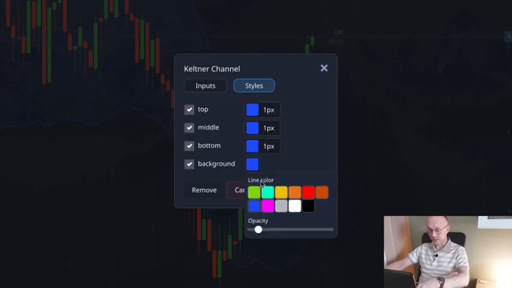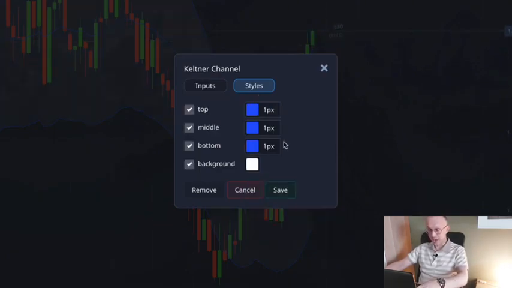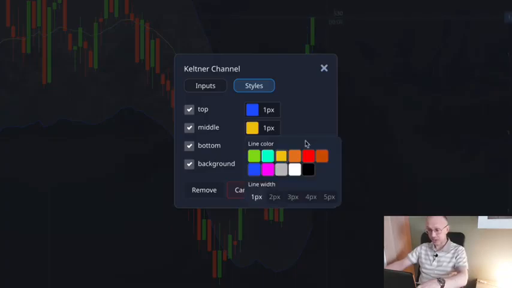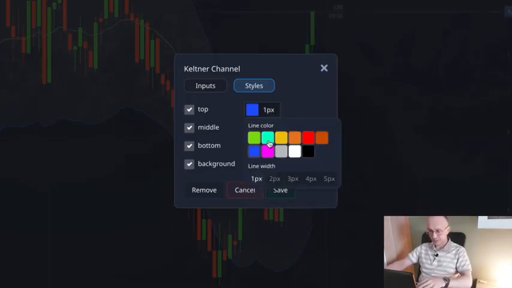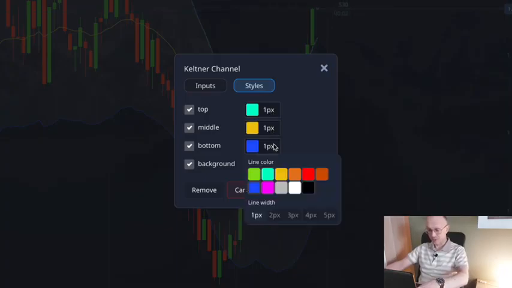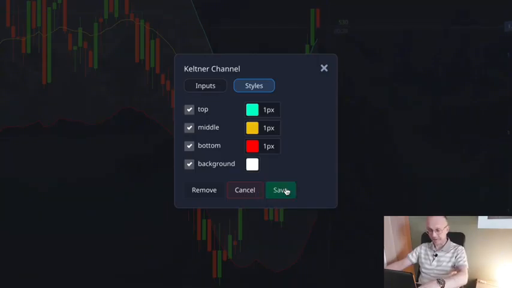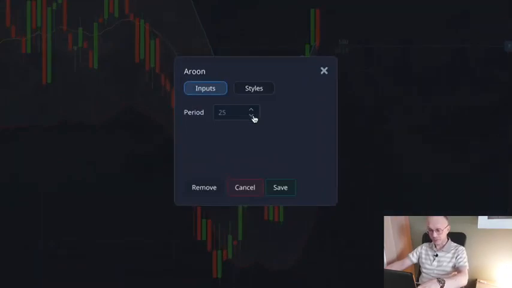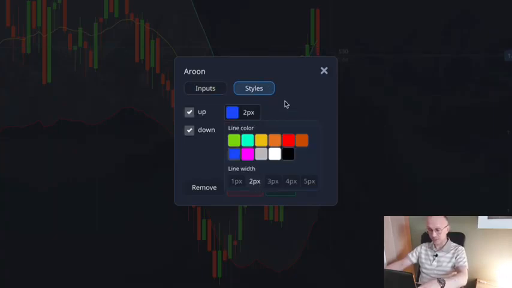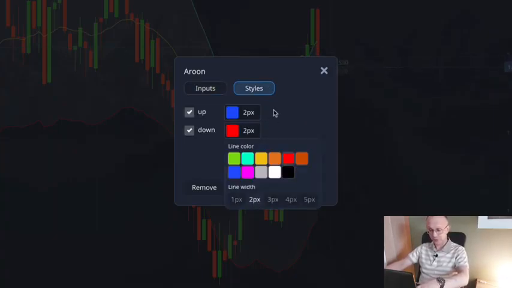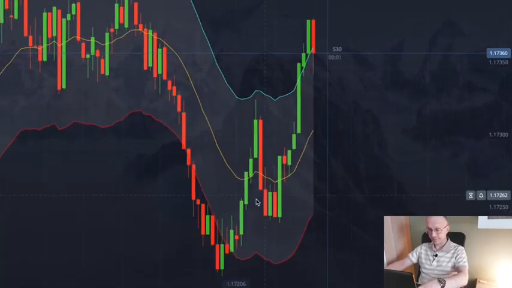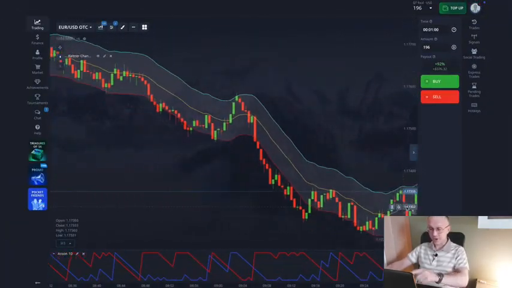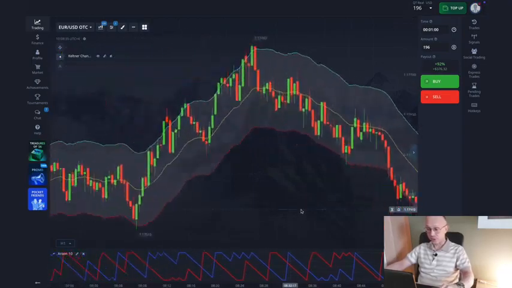Go to Style. Let's set the background to white. Set the middle line to yellow. Set the top line to turquoise. And let's set the bottom line to red. And save. Let's configure the Aroon. Set the period to 10. Go to Style and set the width of both lines to 2. And save.